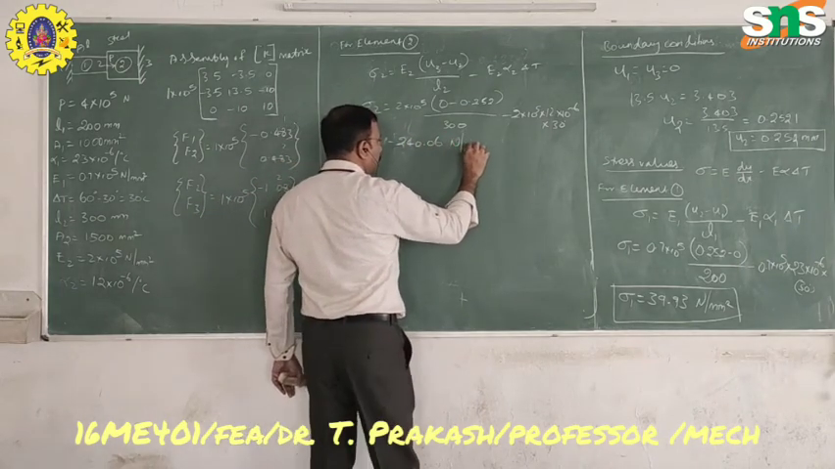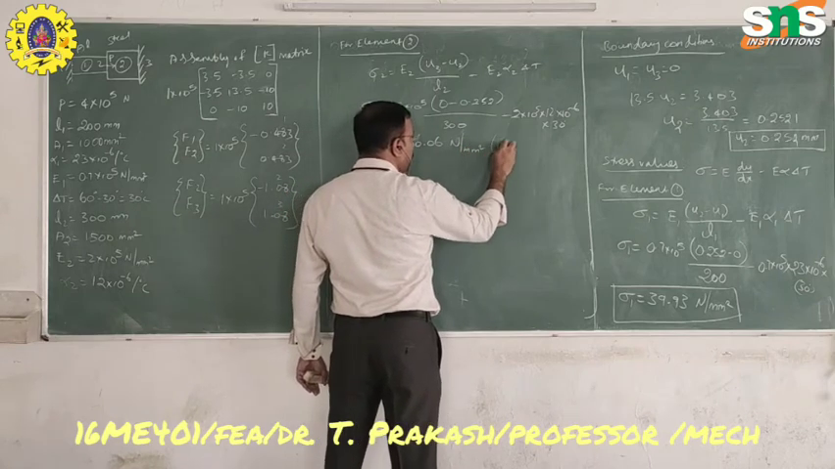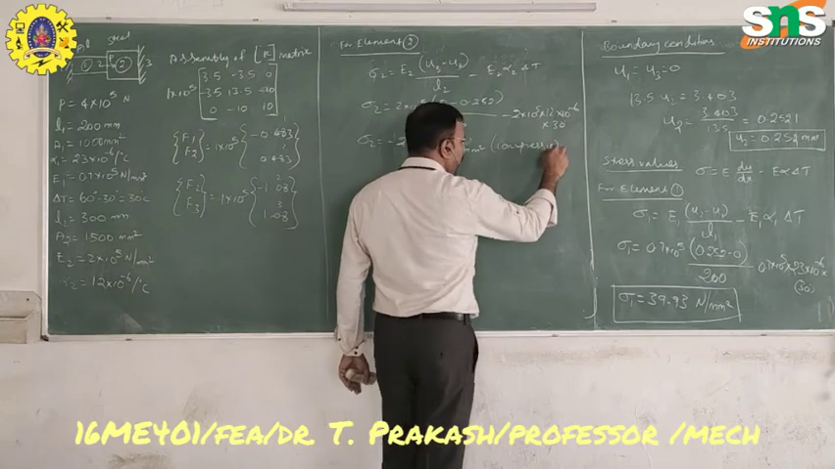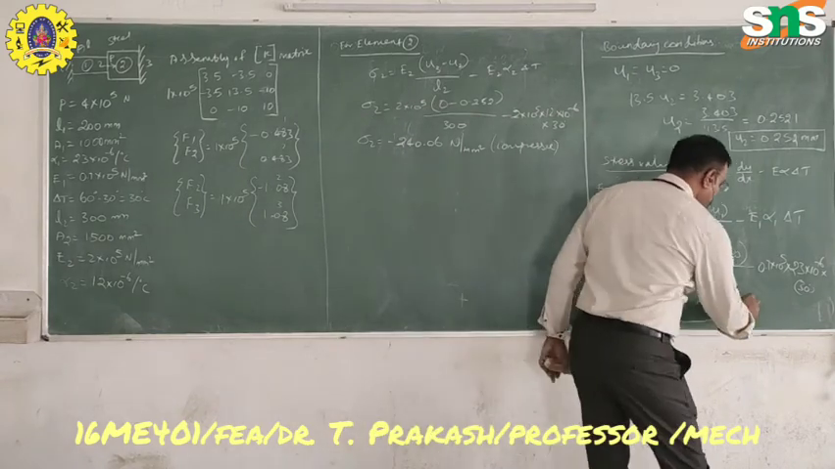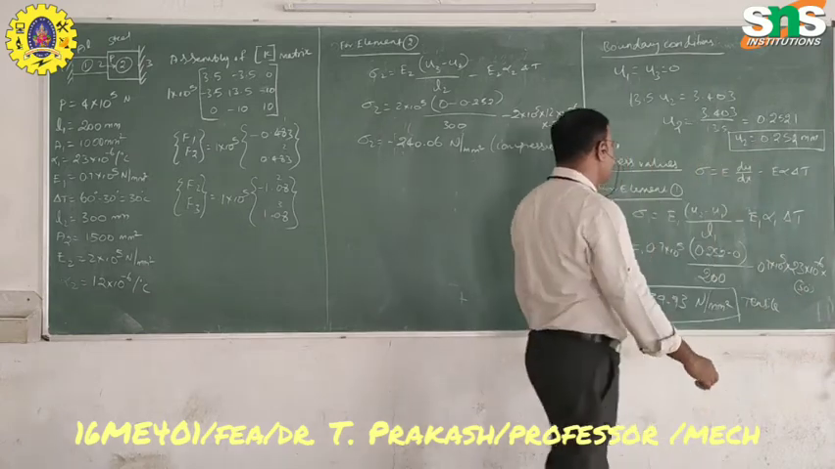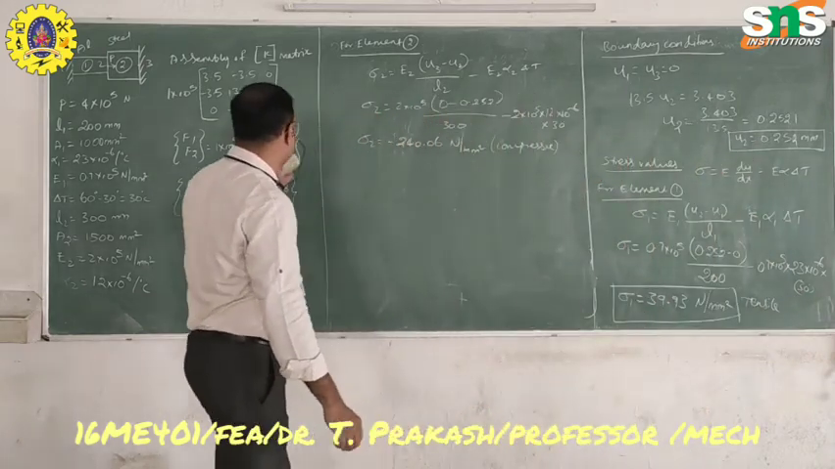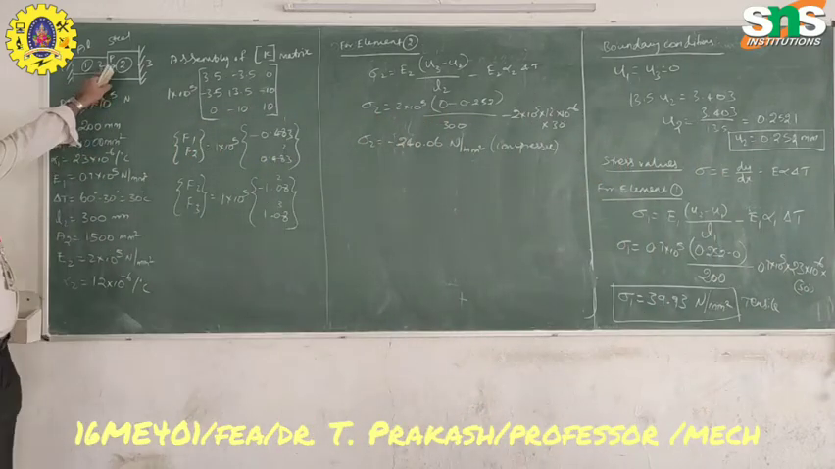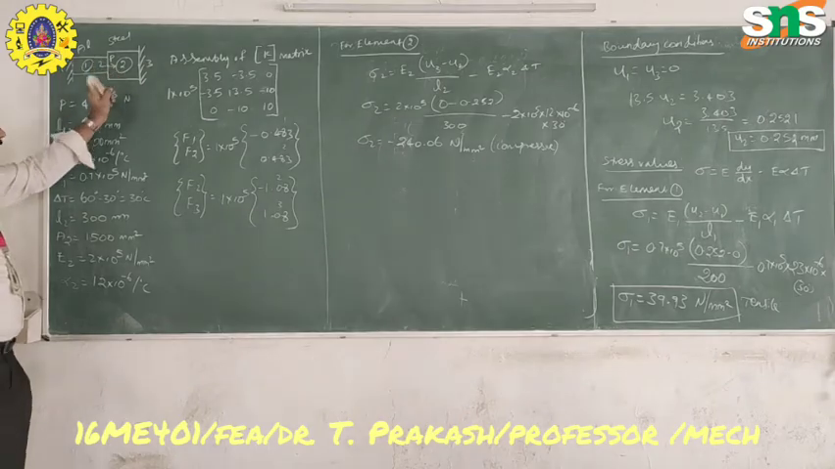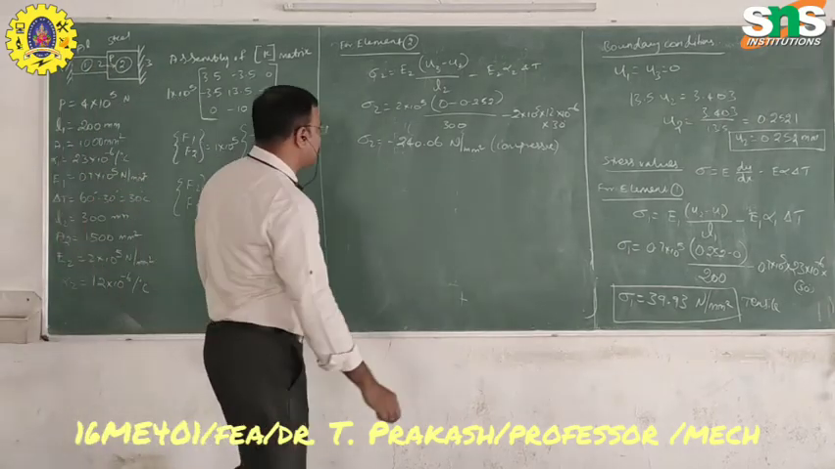Newton per meter square. Since it is minus, it is called a compressive stress. And if it is positive, it is called a tensile stress. Since in the first element elongation takes place, therefore tensile stress takes place, and in element 2 the compression takes place, and therefore compressive stress takes place.